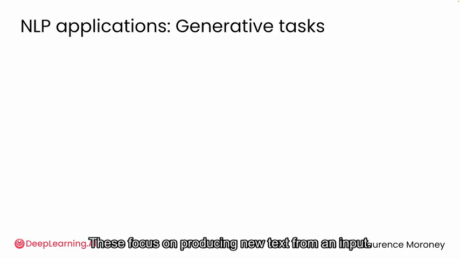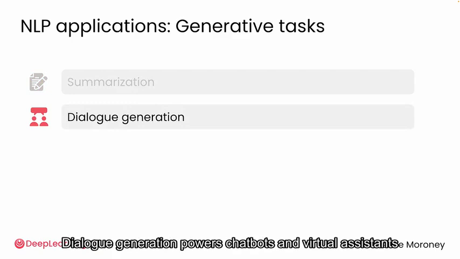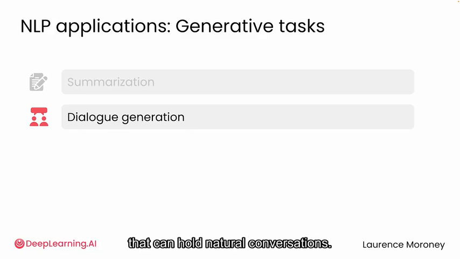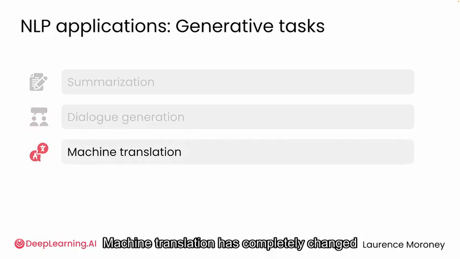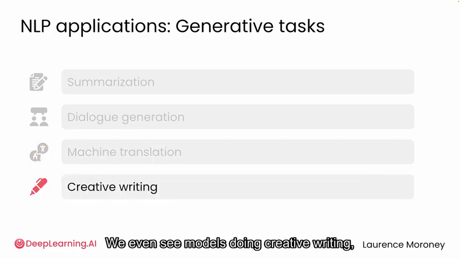These focus on producing new text from an input. This area includes text summarization, which condenses long reports or articles into a few key sentences. Dialogue generation powers chatbots and virtual assistants that can hold natural conversations. Machine translation has completely changed how we communicate across languages, enabling real-time translation in video conferences or travel apps. And beyond that, you even see models doing creative writing, generating poetry, scripts, or stories.